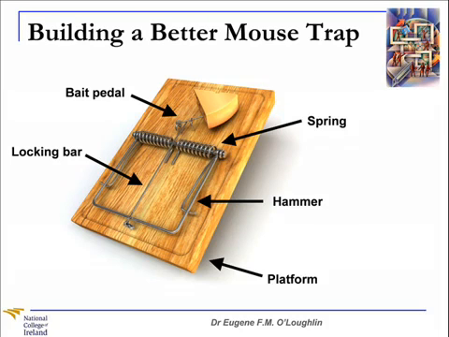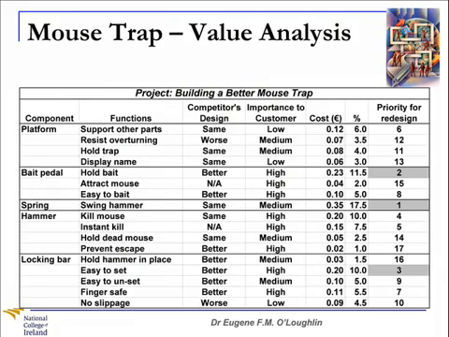Now let's take a look at a more complicated example. Ralph Waldo Emerson said, if you build a better mousetrap, people will beat a path to your door. So I'm going to use the mousetrap here to illustrate in more detail how value analysis can be used. In our simple mousetrap here, we have once again 5 main components. We have the locking bar, the bait pedal, the spring, the hammer, and the platform which everything is held on. Each of these components will have several functions. So let's examine each component and see what functions are associated with each one.